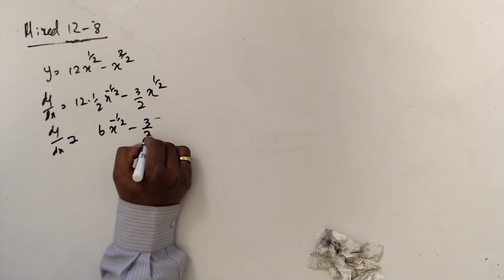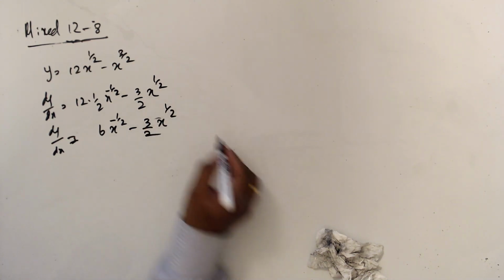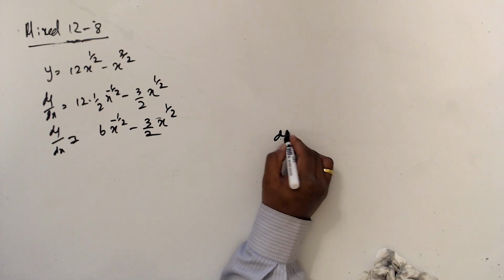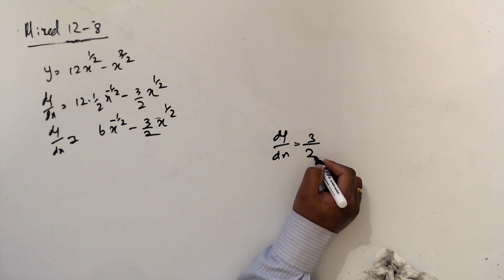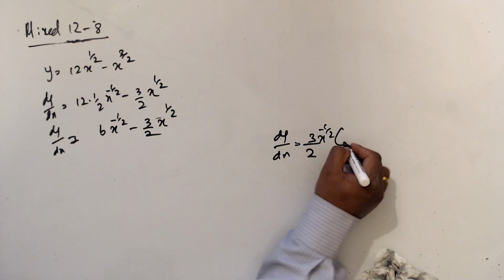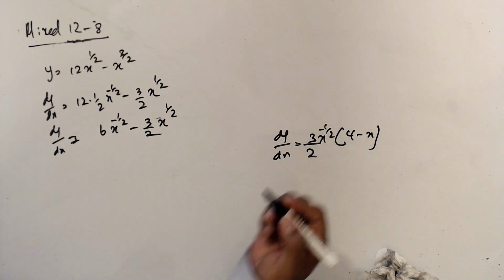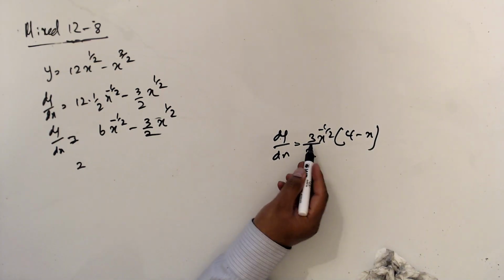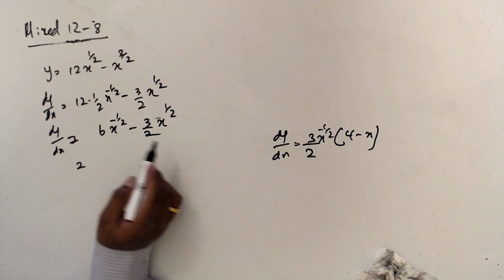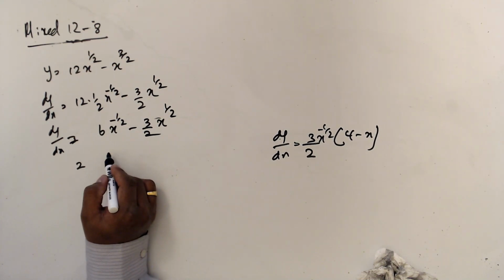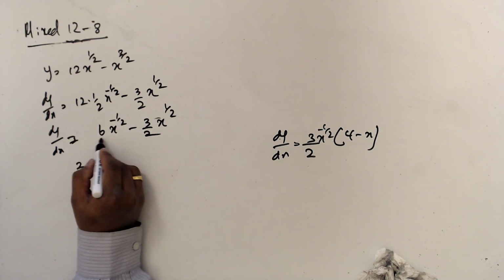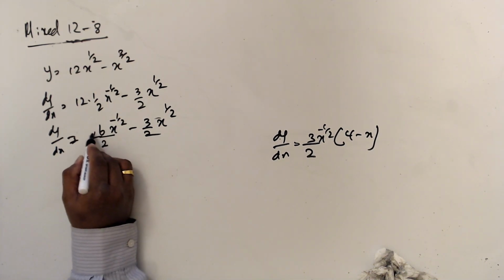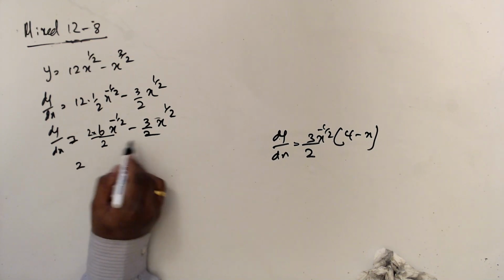Now 3 over 2 x to the half. I need the answer dy over dx equals 3 over 2 x to the minus half. Now I can take 3 out, there is no problem. But I need a 2 from the denominator. There is no denominator, so I'll put 2 and multiply by 2. So then I made a denominator.